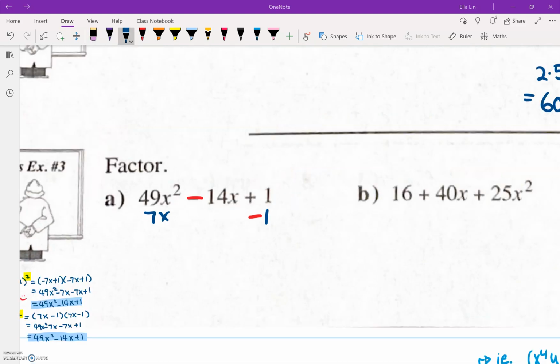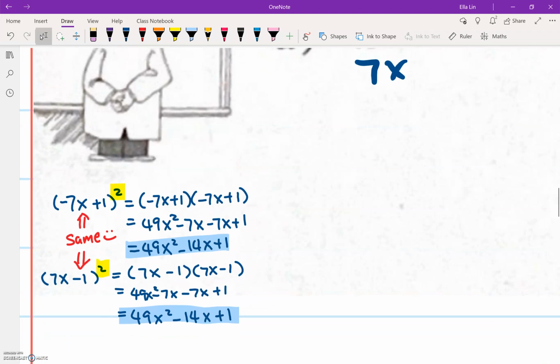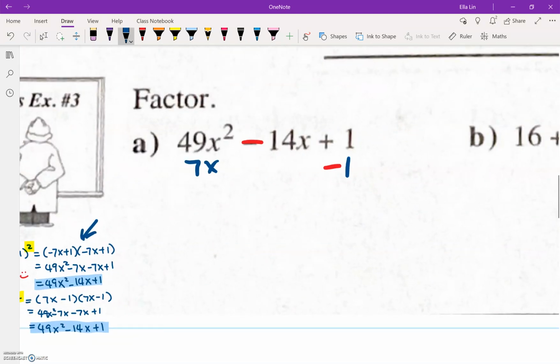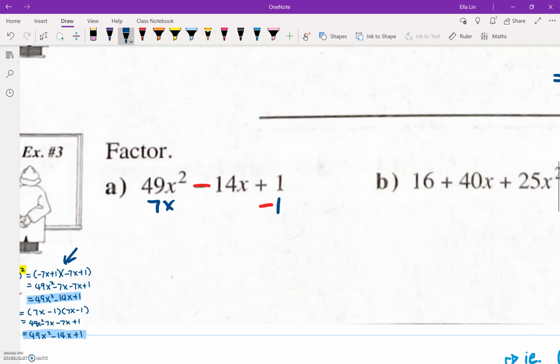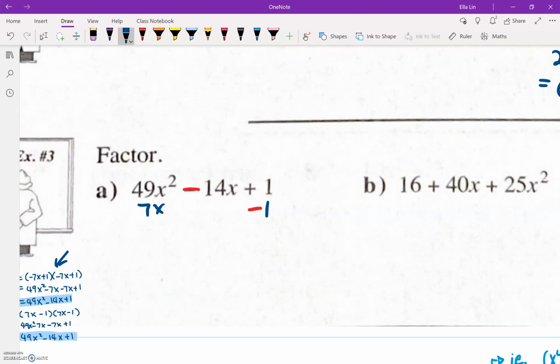Okay, and if you're not convinced that I can put my negative sign either in front of 7x or minus 1, I have done a proof for you here, so you can have a look at it later, okay? Of course you can try it yourself to convince yourself that it's actually right. So according to my original form, then my final answer is the root of the first term minus the root of my last term to the power of 2.